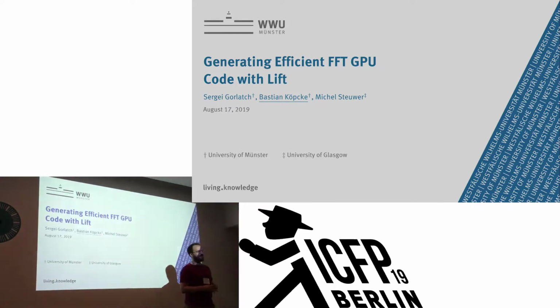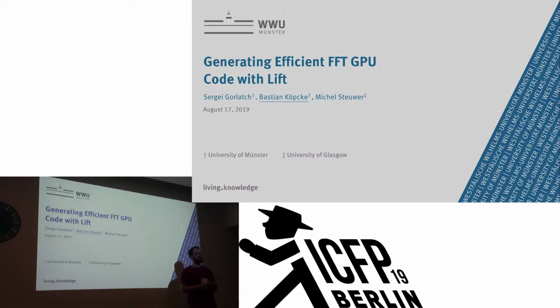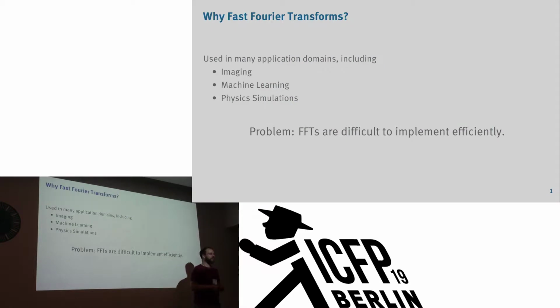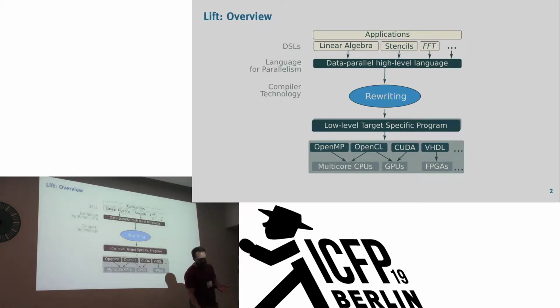Hi, thank you. I'm going to present some work that I did together with Michael Stoiber and my supervisor Sergei Golic, and we did a case study on generating FFT code, Fast Fourier Transform code, in Lisp. We decided to look at Fast Fourier transforms because, first of all, they are used in many fields, like imaging, machine learning, physics simulations, and even more fields. Additionally, they are usually not that easy to implement efficiently. So it's interesting to see whether we can express FFTs on a high level and then generate fast, efficient code from them. For that, we use Lisp.